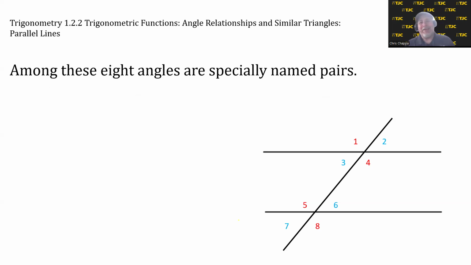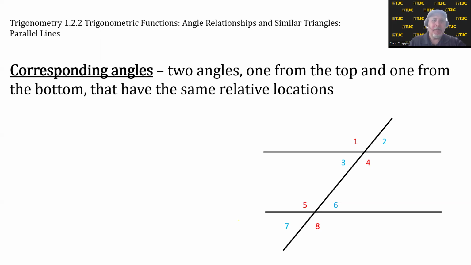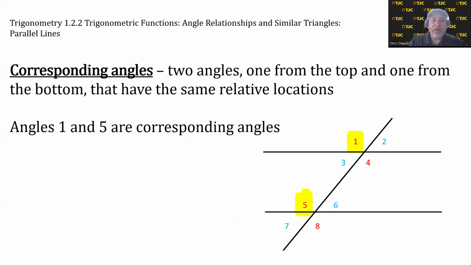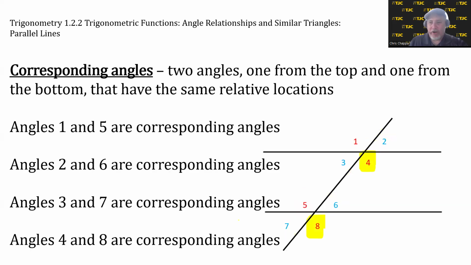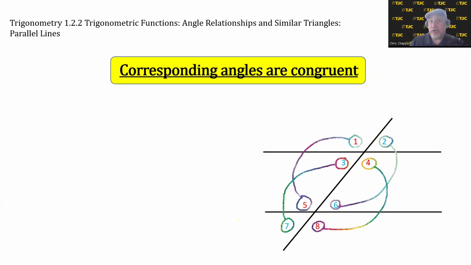Now, among these 8 angles are 5 specially named pairs. I'm going to go through them kind of quickly. Corresponding angles are 2 angles, one from the top and one from the bottom, that have the same relative locations. In this picture, angles 1 and 5 are corresponding, as are 2 and 6, 3 and 7, 4 and 8. And notice that each pair is the same color. Corresponding angles are congruent.